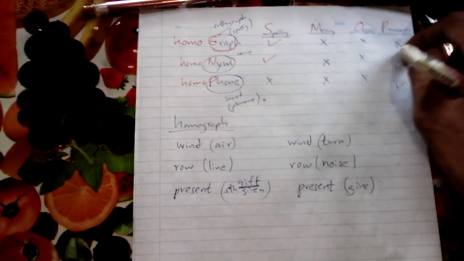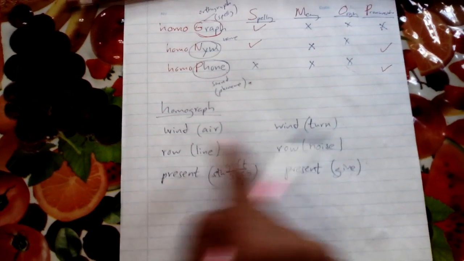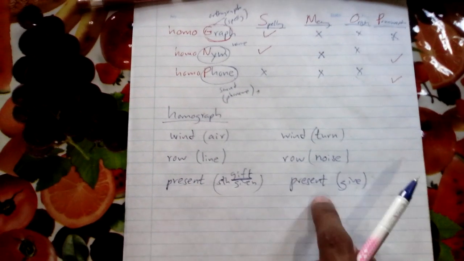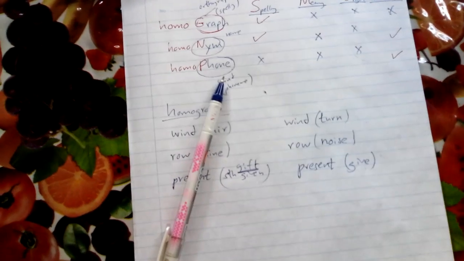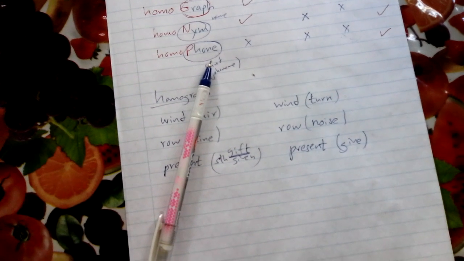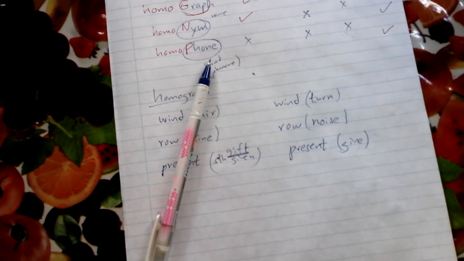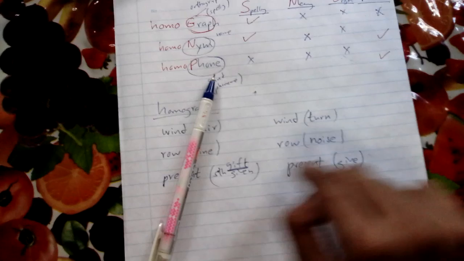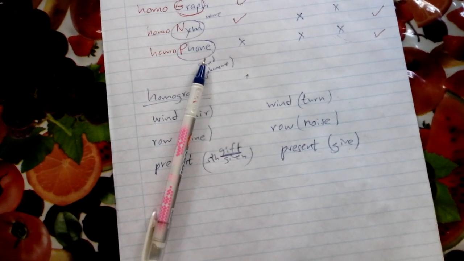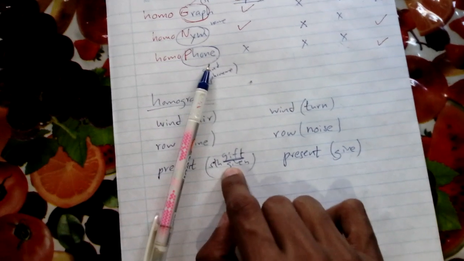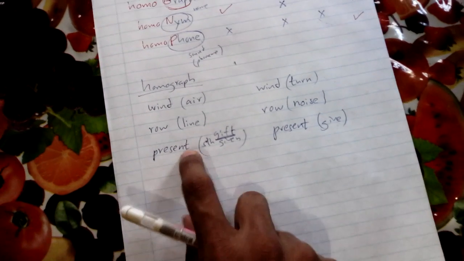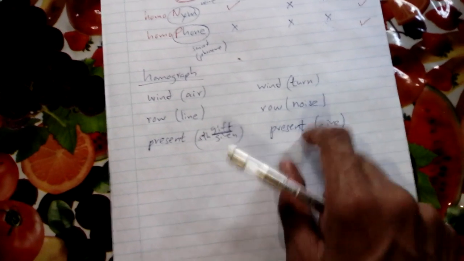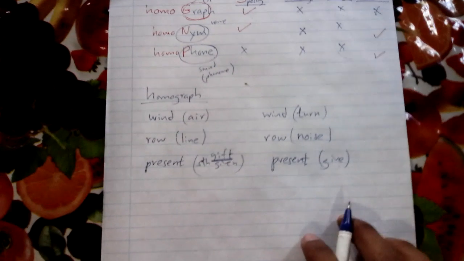And when it comes to pronunciation, it is different. Here it is wind, here it is wined, here it is row, and here it is row again. I will give you the right pronunciation for present: the gift is present, and the action or the verb is present. That's the pronunciation as per Cambridge. So that's basically it when it comes to defining homograph.